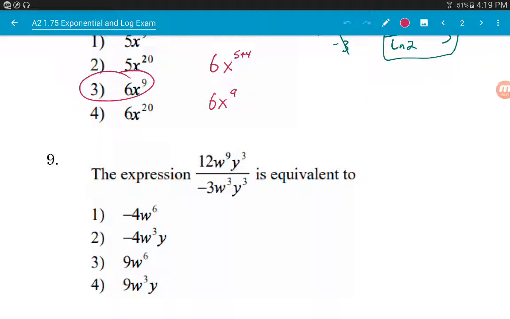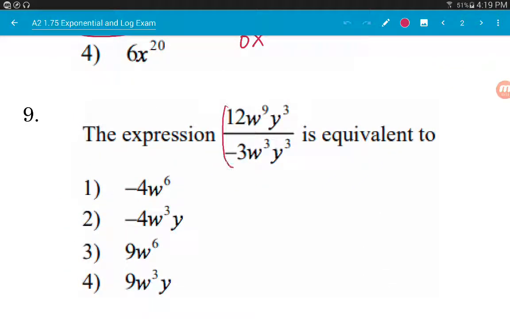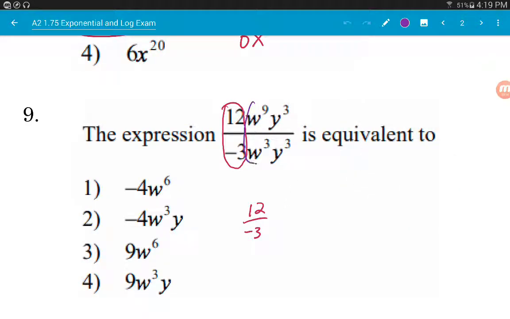9. This expression is equivalent to, I'm going to take the numbers first, 12 over negative 3. I'll handle the w's. You can think of it one of two ways. You can think of it as moving the w up, or you can think of it as subtracting. It doesn't matter either way. You're going to end up with w to the 6th.